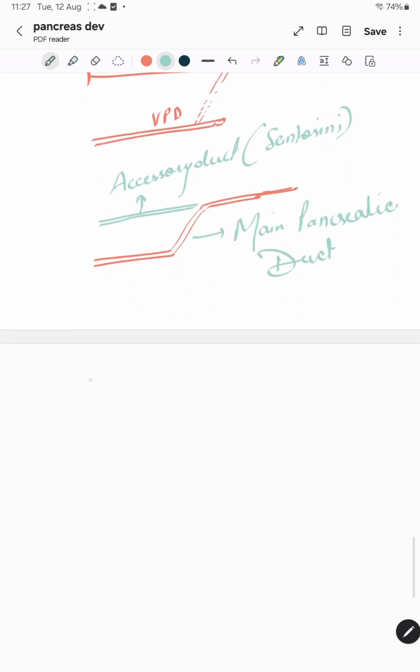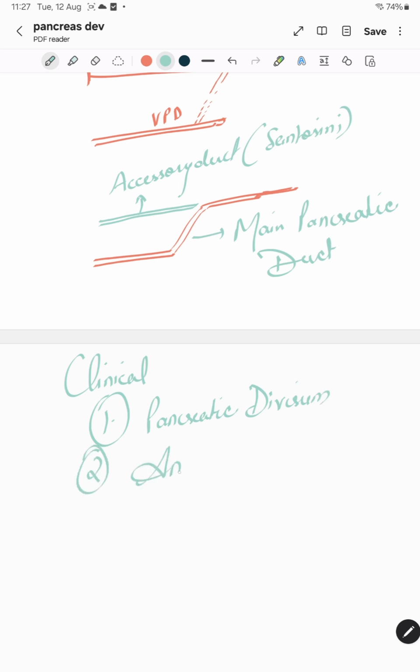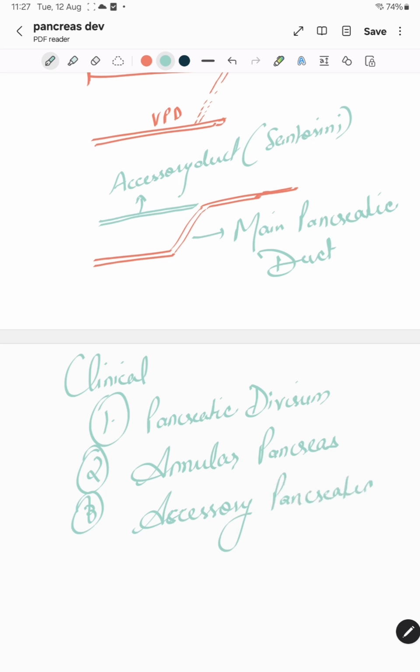And if we go to the clinical side, we have pancreas divisum, annular pancreas, and accessory pancreatic tissue. So this is the very minimum basic.